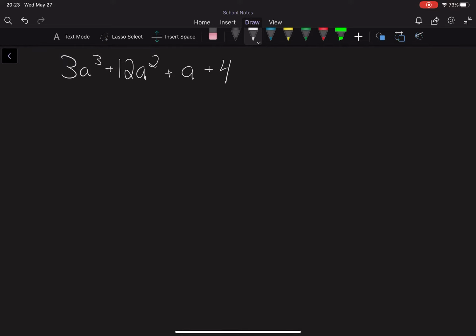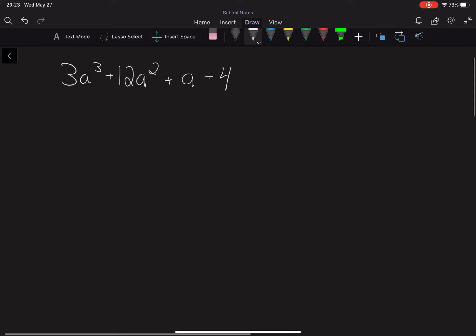So with this method, we're going to start things off. We're going to split this expression in half. We're just going to draw a little line down the middle. And we're going to just focus on the left-hand side and the right-hand side independently from each other. On this left-hand side, let's take the GCF out of those two terms. So GCF between 3a cubed and 12a squared, we're going to pull out a 3a squared. And if we divide both of those terms by 3a squared, we're going to get a plus 4.